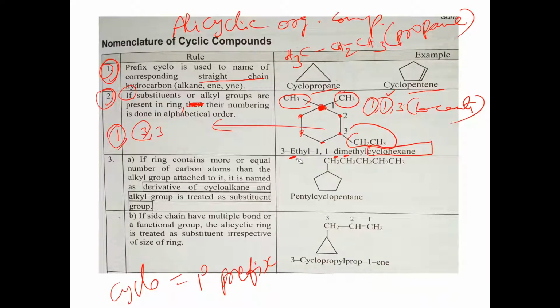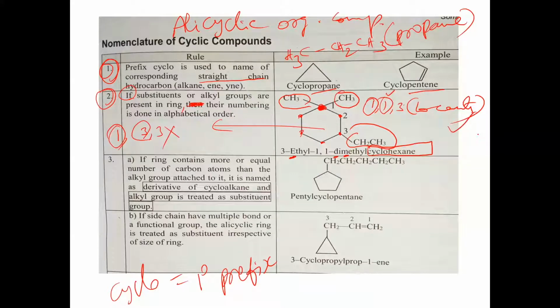So here M is taken, here E is taken. So E comes before M. That's why we have written the ethyl name first. So 3-ethyl, 1,1 dimethyl cyclohexane is the IUPAC name here. So these locants should be used here. These locants should not be used. Is the concept clear? If you have doubt, you can take a screenshot once.